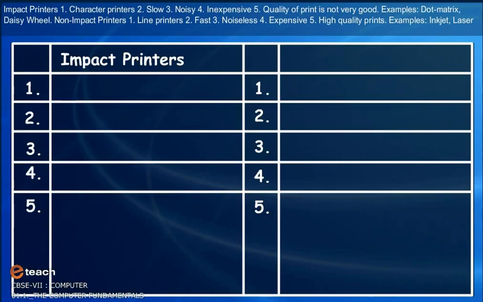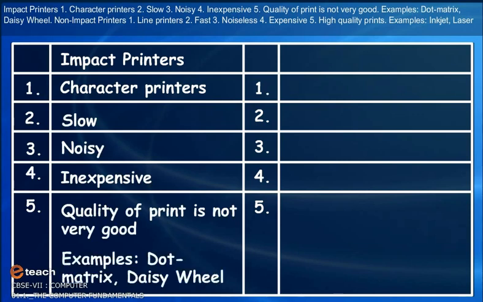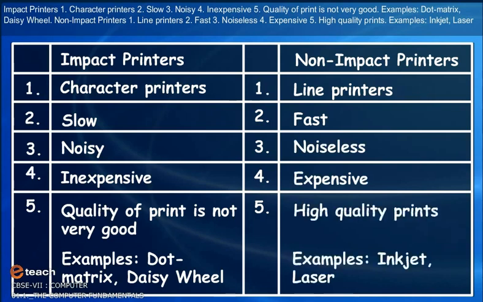Impact printers are character printers. They are slow, noisy, inexpensive. Quality of print is not very good. And the examples of impact printers are Dot Matrix, Daisy Wheel. Now we'll see non-impact printers. They are line printers, fast, noiseless, expensive, high-quality prints, and the examples of non-impact printers are inkjet and laser.